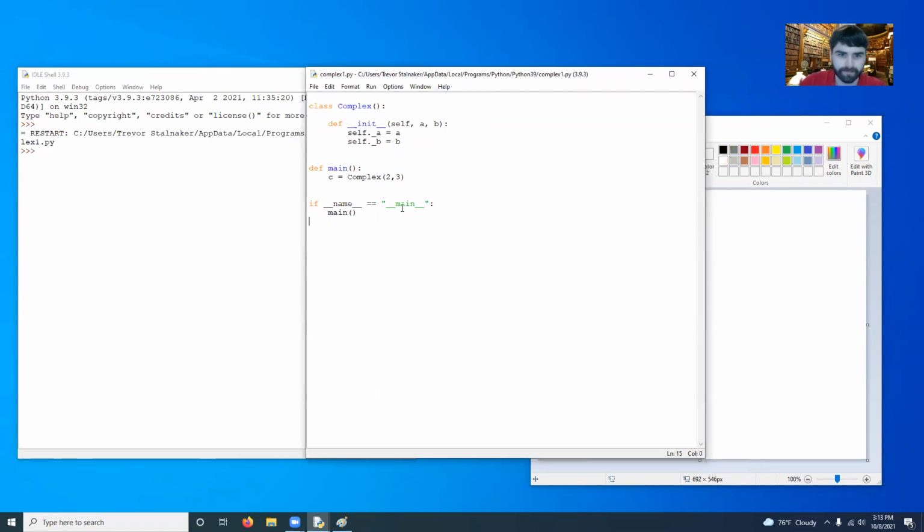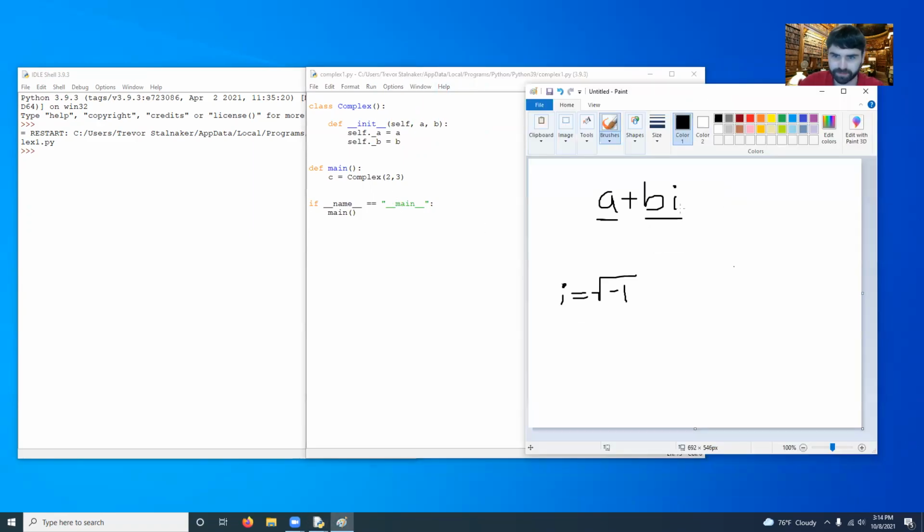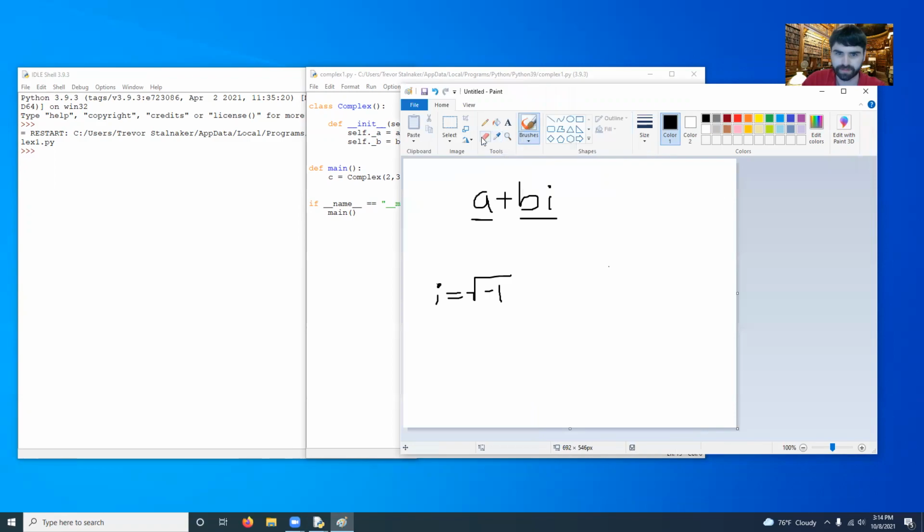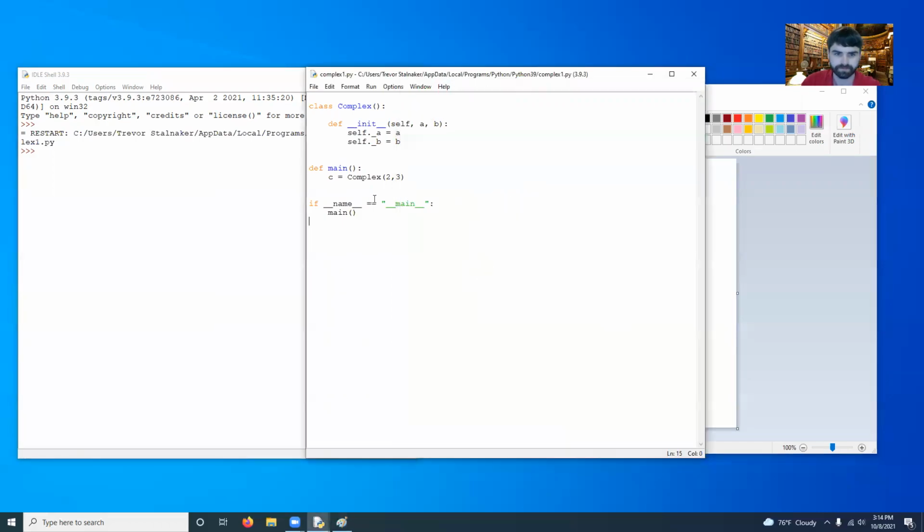That's good. But wouldn't it be cool if we could actually see something printed out of the form a plus bi? So we give a 2 and a 3. So it would be awfully nice if we could see something that looked like 2 plus 3i. So let's try to get something like that working, because otherwise it's going to be really hard to test anything else that we do.